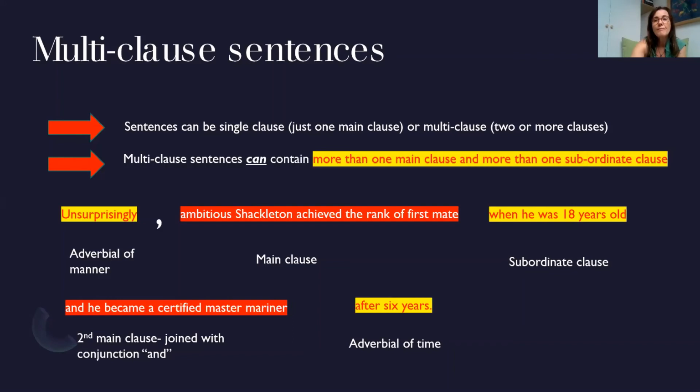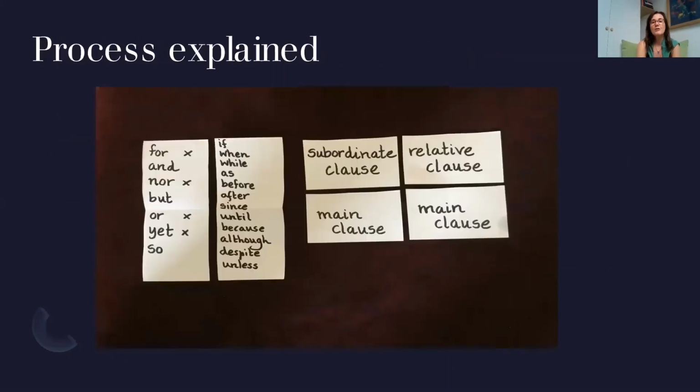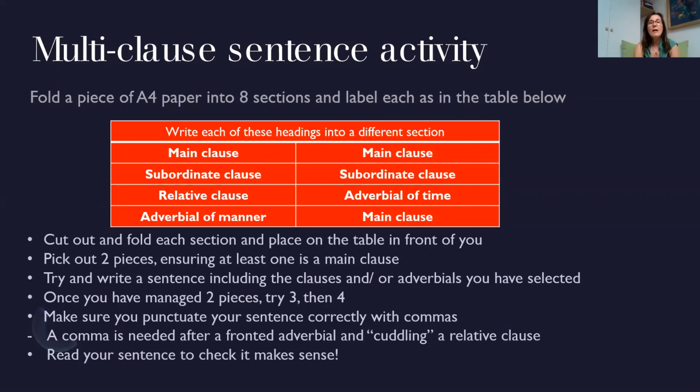Unsurprisingly, comma, ambitious Shackleton achieved the rank of first mate when he was 18 years old, and he became a certified master mariner after 6 years. Okay, now it's your turn to have a go at writing some multi-clause sentences yourself. So this is an activity.